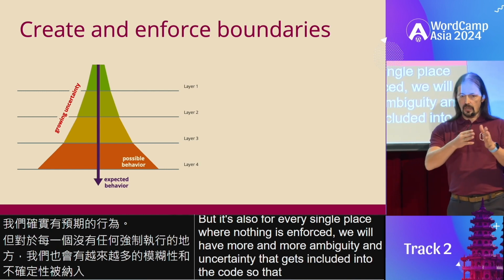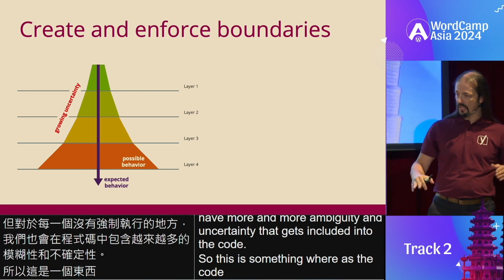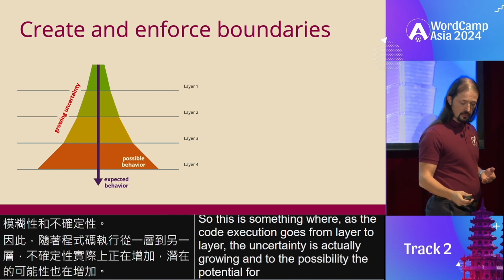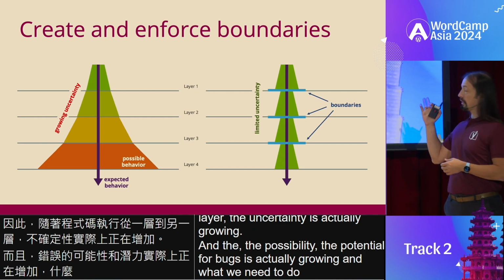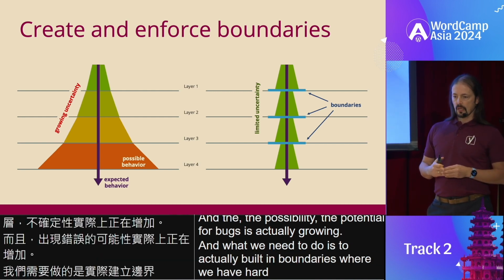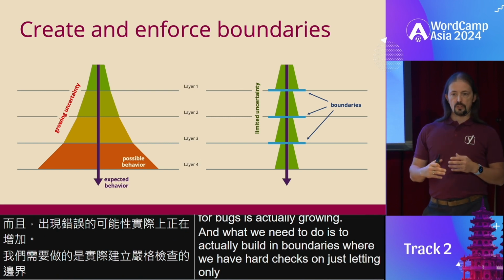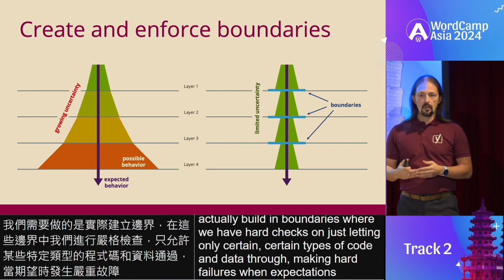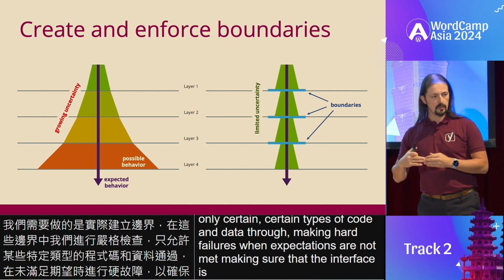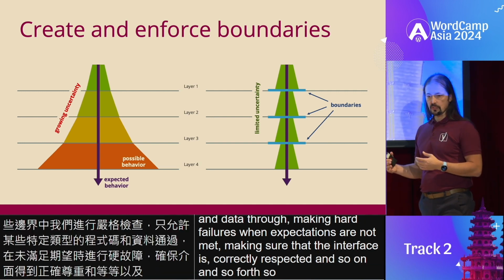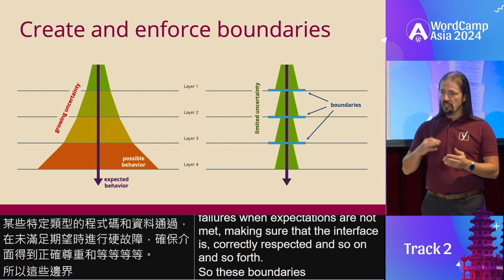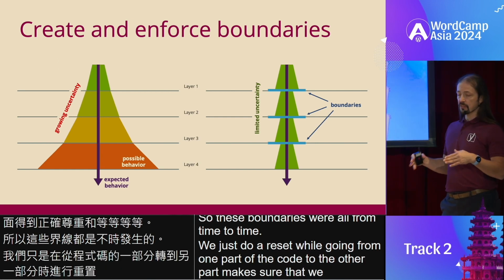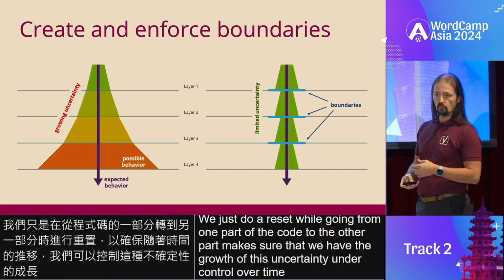As the code execution goes from layer to layer, the uncertainty is growing, and the potential for bugs is growing. What we need to do is build in boundaries where we have hard checks, letting only certain types of code and data through, making hard failures when expectations are not met, making sure that the interface is correctly respected, and so on and so forth. These boundaries, where from time to time we just do a reset while going from one part of the code to the other, make sure that we have the growth of this uncertainty under control over time. It cannot grow uncontrollably.